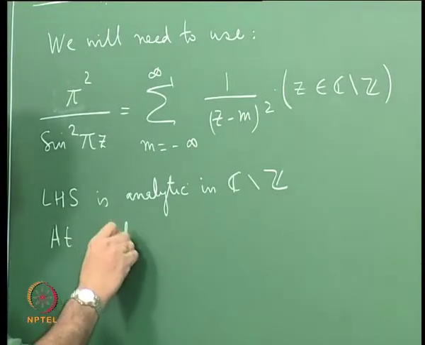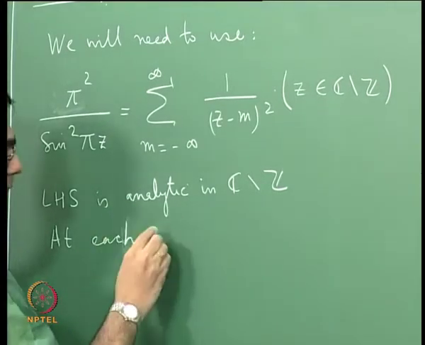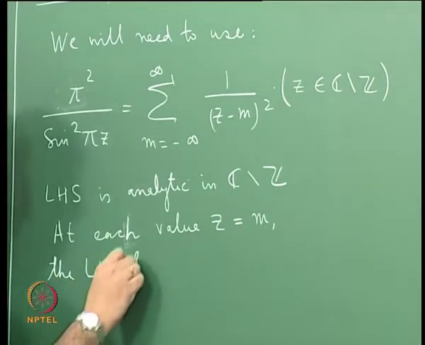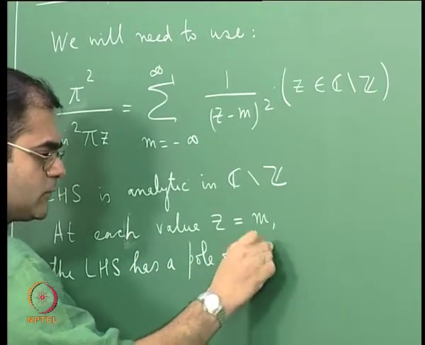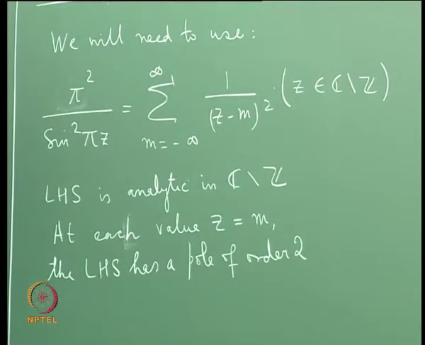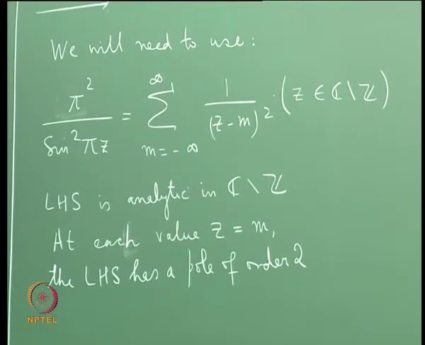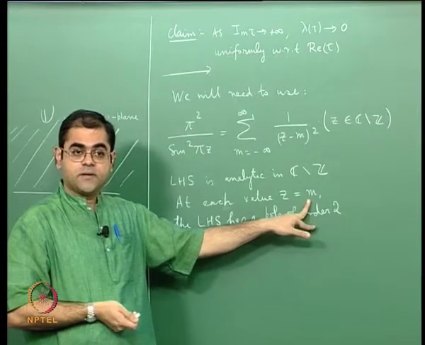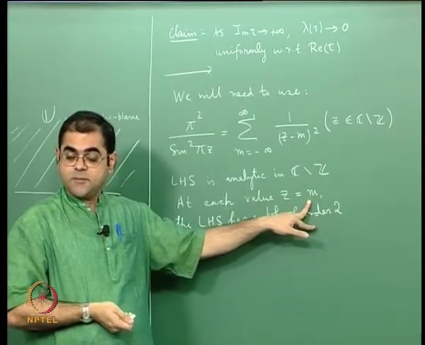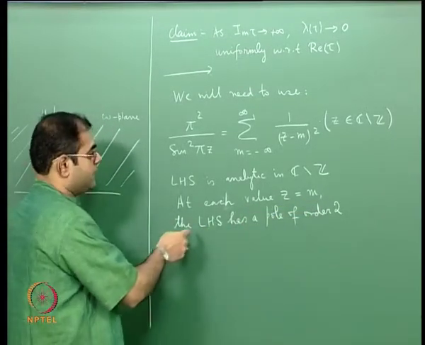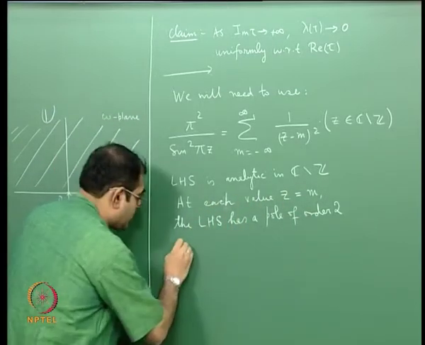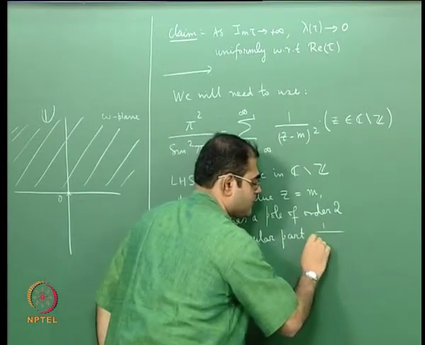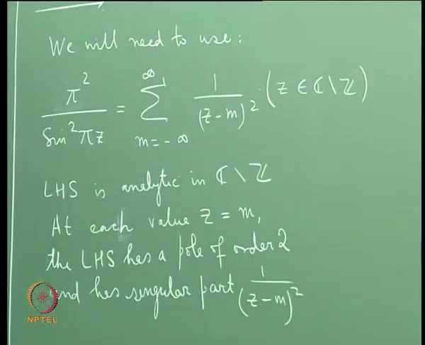At each value z equal to m, the left hand side has a pole of order 2. If you have an isolated singularity then you have a Laurent development, and if you take the Laurent development about z equal to m, that means you expand in positive and negative powers of z minus m, then the singular part will be precisely 1 by z minus m the whole square. This will be the singular part.